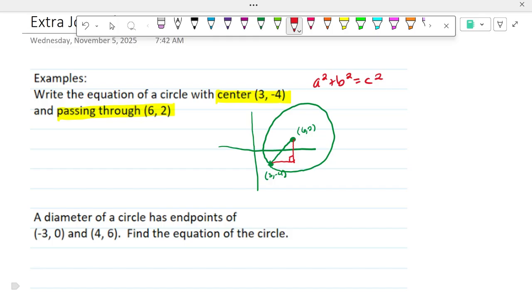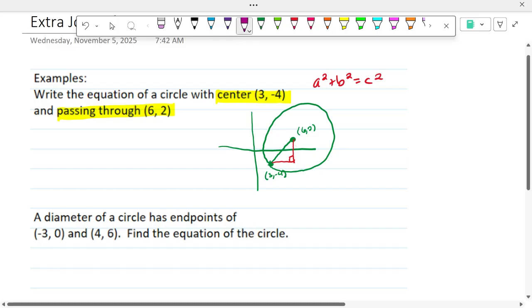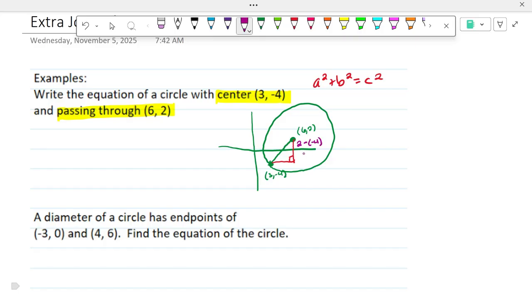So, remember, to find the distance vertically and horizontally, what do we do? For vertical distance, how do you find it? The vertical is your y values. So you subtract your y values. I'm going to do 2 minus -4. So that'll give me what? 6. So that's my distance there.